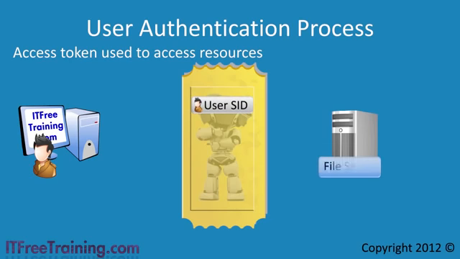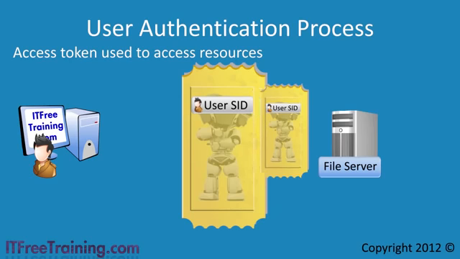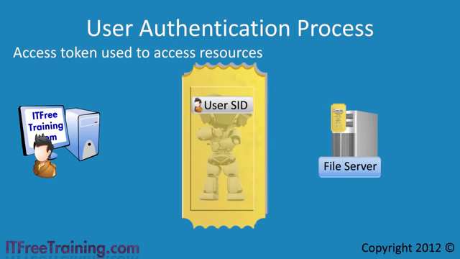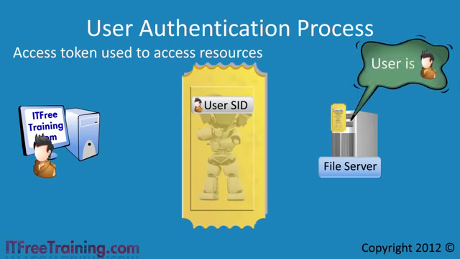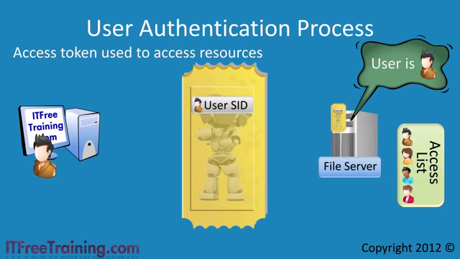When this access token is presented to another system, say a Windows server, the SID inside the token can be used by the server to identify who the token belongs to. The server will then look at its access lists to see if that SID has access. However, as we will see in later videos, good administrators use groups to provide users access and make administration easier.